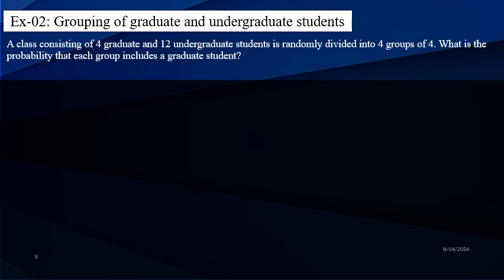A class consists of 4 graduate students and 12 undergraduate students. These students are randomly divided into 4 groups, and each group contains 4 students. You have to compute the probability that each group includes a graduate student. How will you solve it? This can also be solved with another approach, which I will talk about later. But right now, we know the multiplication rule and the definition of conditional probability, so we will apply only those concepts to solve this problem. I will discuss the solution here.